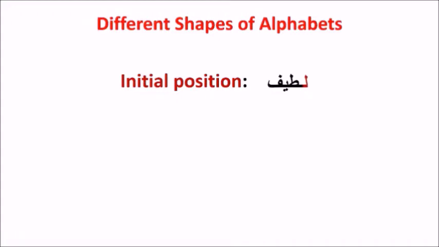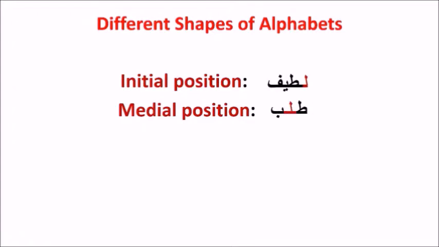Let us see this word as an example. Latif. It means nice. The first letter is lam, and it is in the initial position. A medial position indicates that the letter is between two other letters. We have this word as an example. Talab. It means a request. Here, the lam letter is in the middle position.